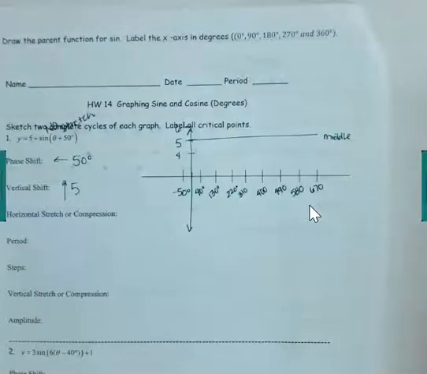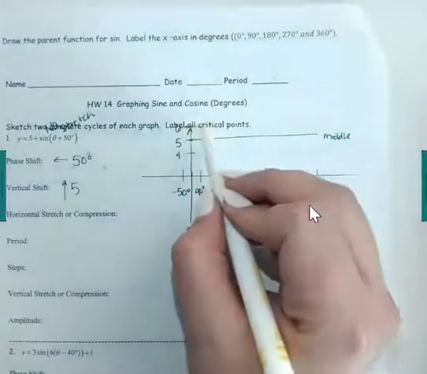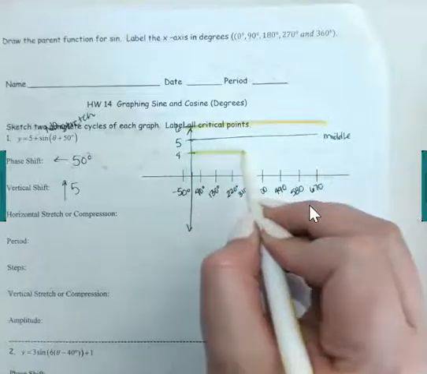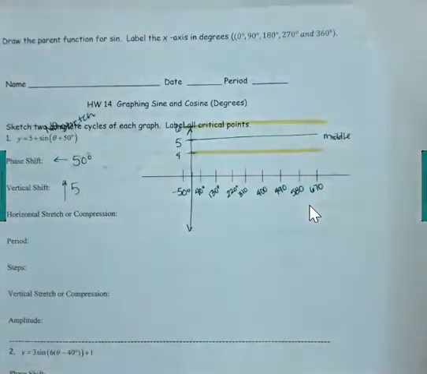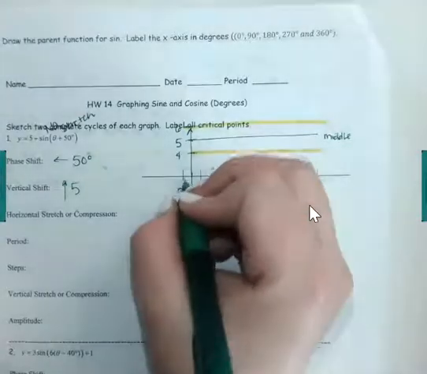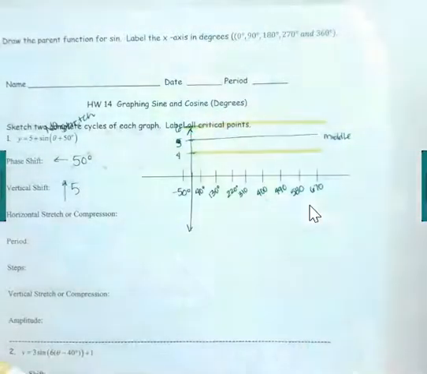Okay, then draw in your top and bottom lines. That's the highest it can go. That's the lowest it can go. Yeah, that's great. And then from there, where does my first dot go? Cosine, it always starts high. But where does sine start? At 0. So my very first dot for negative 50 is going to be here at the center.